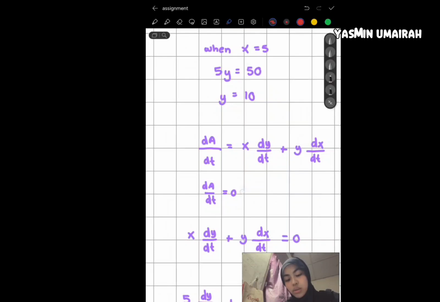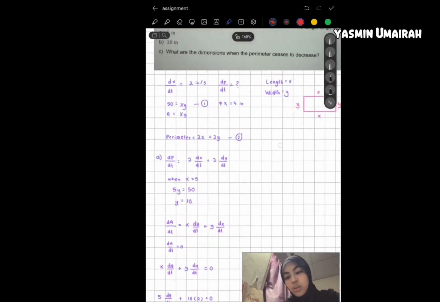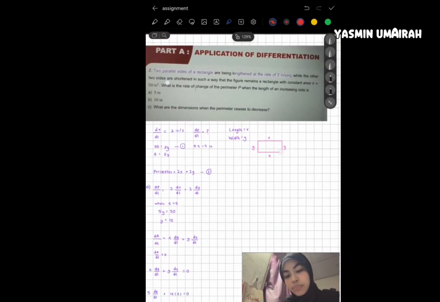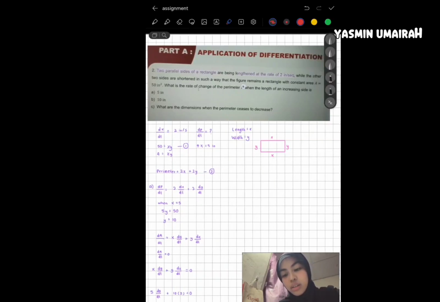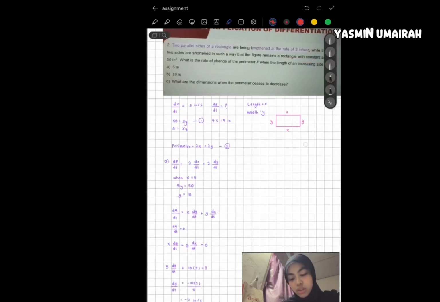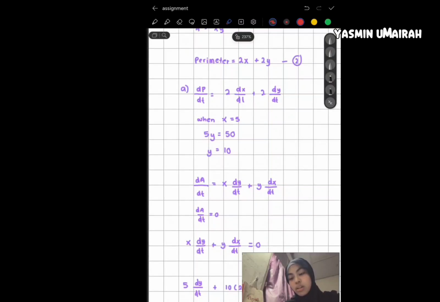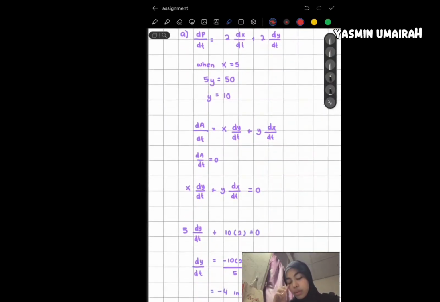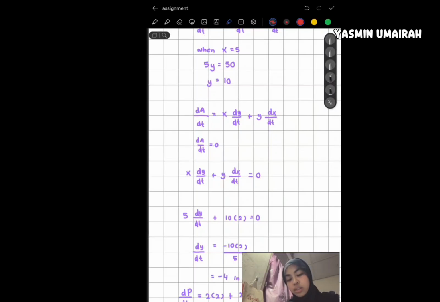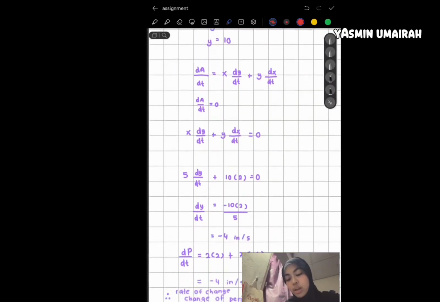Why is it 0? This is 0 because the question already said that the rectangle has constant area A of 50. When the area is constant, the rate of change of area is 0. So this is our final equation.